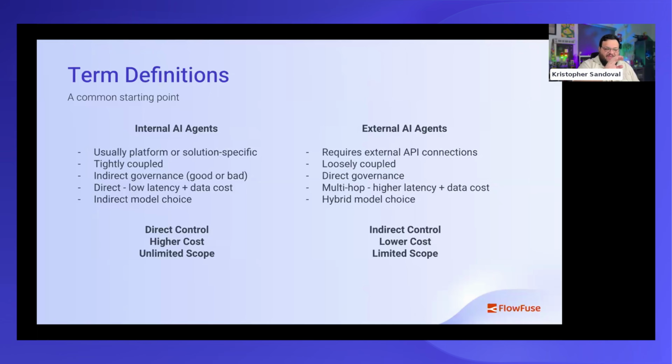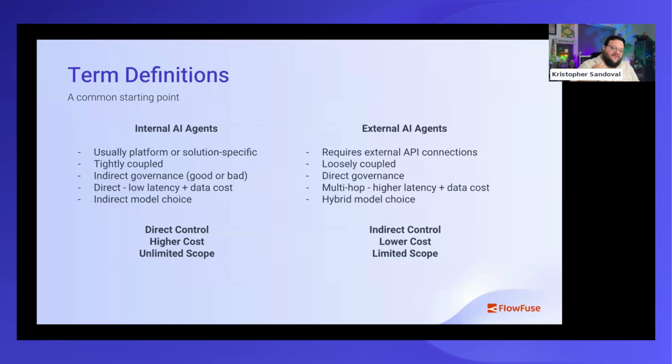One interesting thing about the internal AI agent is you usually get a direct control nexus that comes with low latency, but also low data costs, because you're not really storing the data. You're not really managing the infrastructural piece of it. You're using someone else's platform to do the thing. The problem, though, is that you have an indirect model choice. FlowFuse is a great example, because it gives you both the ability to use the Expert, but then to also bake in your own external agents.